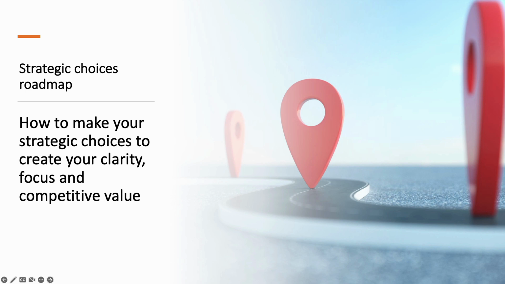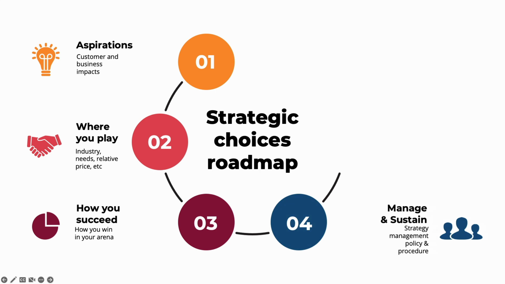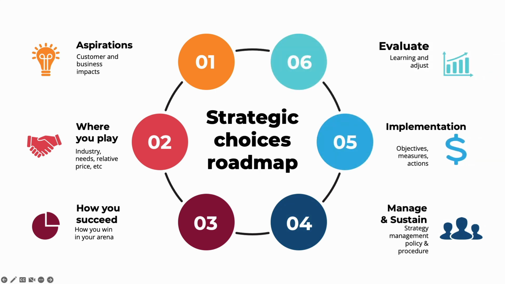In this session, I want to introduce you to the strategic choices roadmap, the conceptual level roadmap that enables you to make the strategic choices to create the clarity, focus, and competitive value that you desire for your business. At the most conceptual level, it's fairly intuitive. You start with your aspirations. What do you want your business to achieve? In which fields can those aspirations best be brought to life? So where will your business operate?